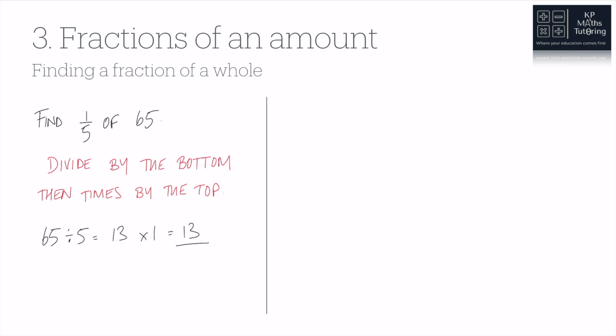Okay, number 3, fractions of an amount. So really simple, this one. If you want to find a fifth of a number, for example, you divide by the bottom, times by the top. So 65 divided by 5 is 13, and then times that number by the numerator. In this case, the numerator is 1, so it's just 13 times 1, which is 13. So 1/5 of 65 is 13.